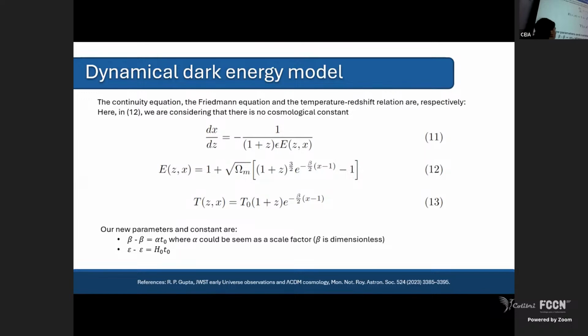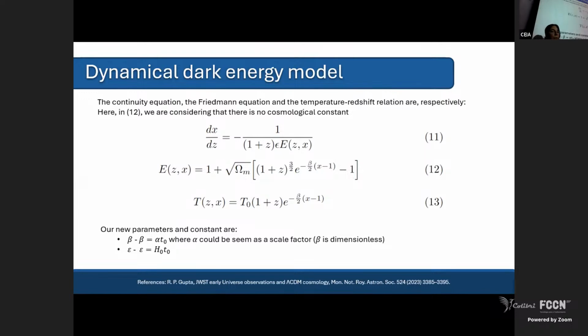So here we have a new parameter. Although it seems like it's two, it's only one. Epsilon is just a constant because these are the values for now. It's a Hubble parameter now, and so it's just a constant. Here we only have beta. They want to see it like a scale factor for the universe. Actually, here alpha has dimensions of inverse seconds, the inverse of a second. So that's why we multiply it by the time to have a dimensionless beta.